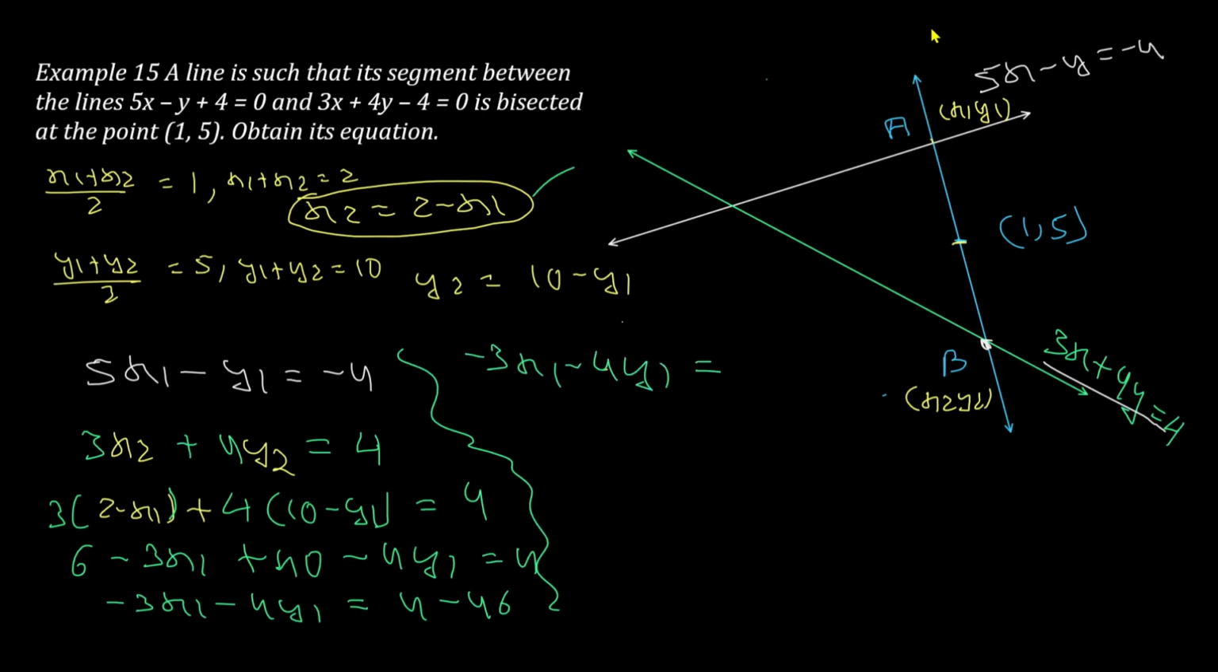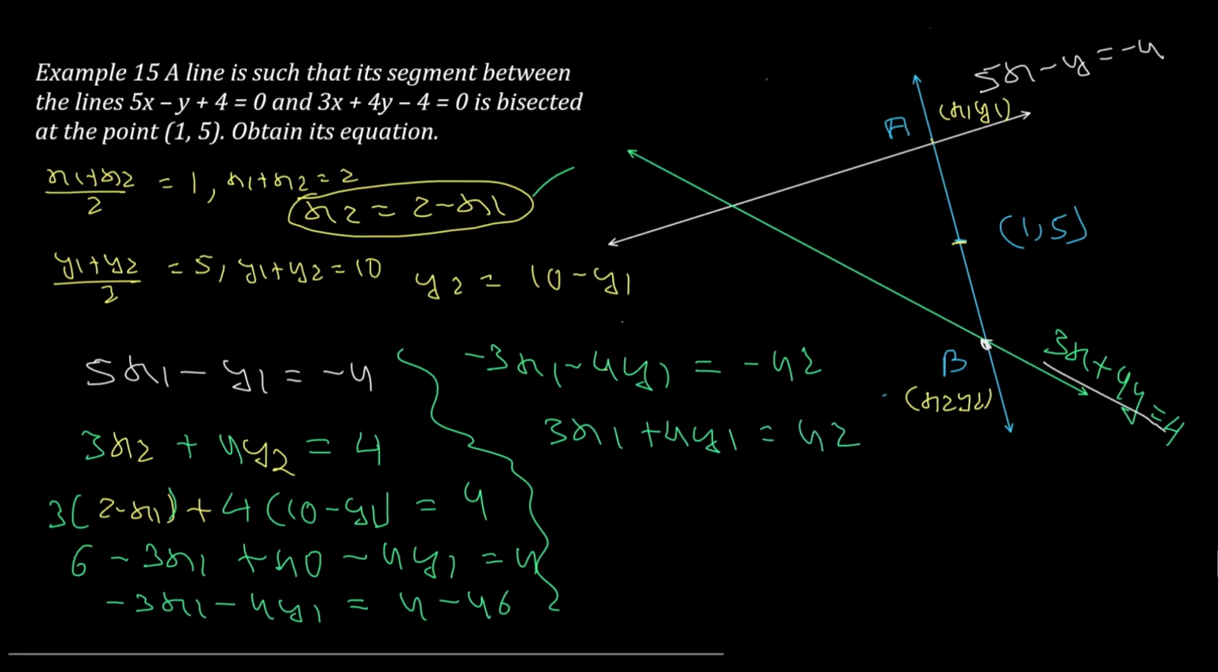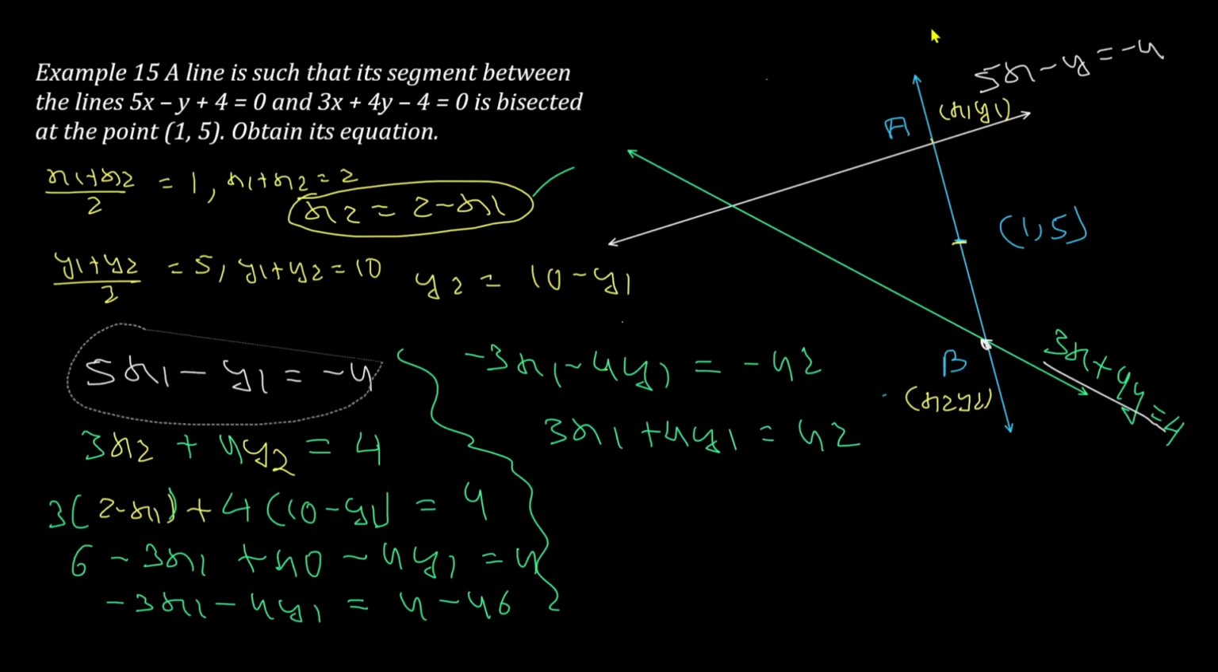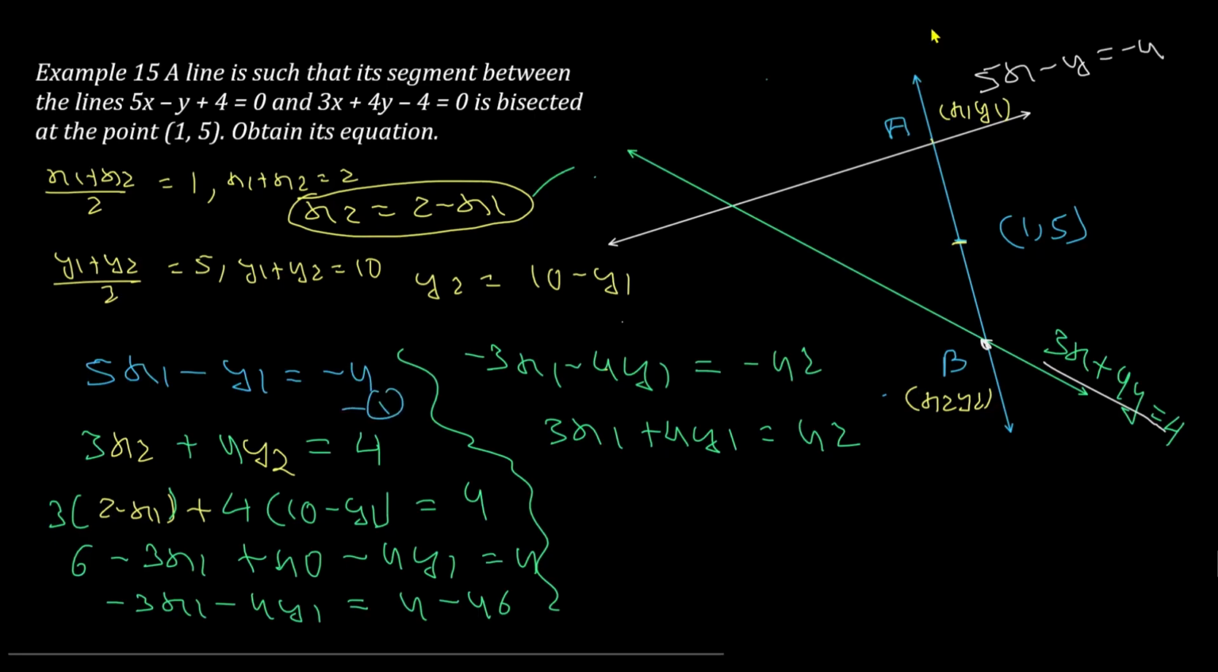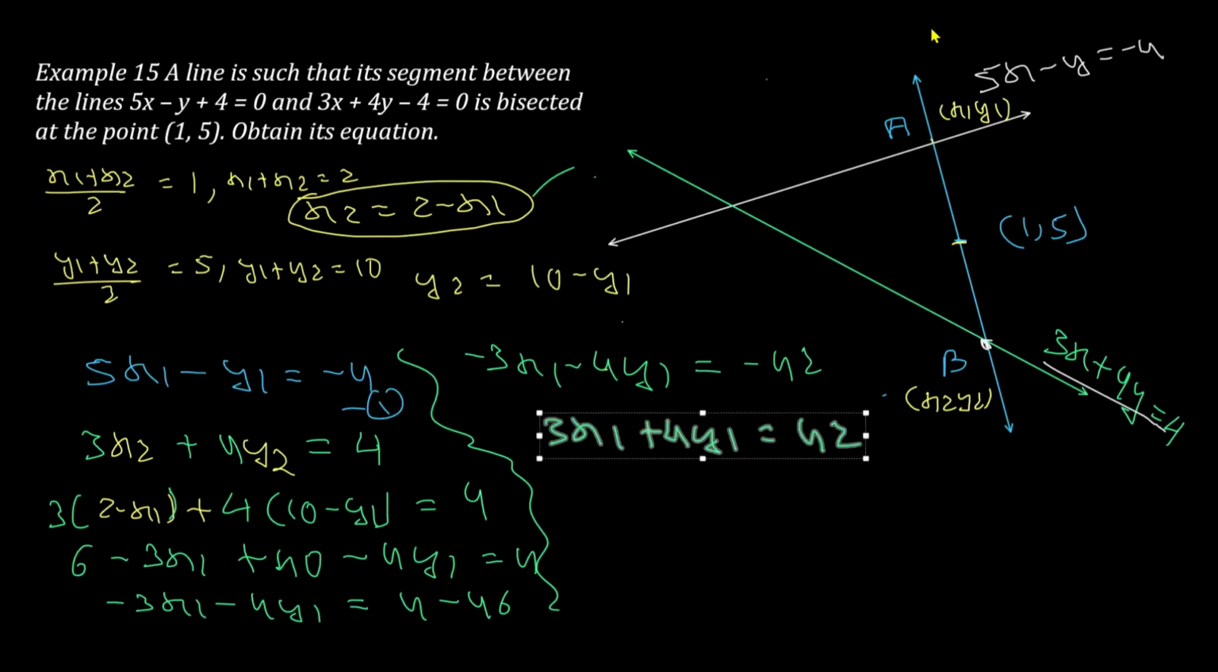This is 4, that's minus 42. Okay, I can see except minus, nothing is coming common, so I can reduce it like this: 3 times x1 plus 4 times y1 is equal to positive 42. Now here onwards, I'm going to solve these two equations. So this is equation 1 here, and this is the second equation.